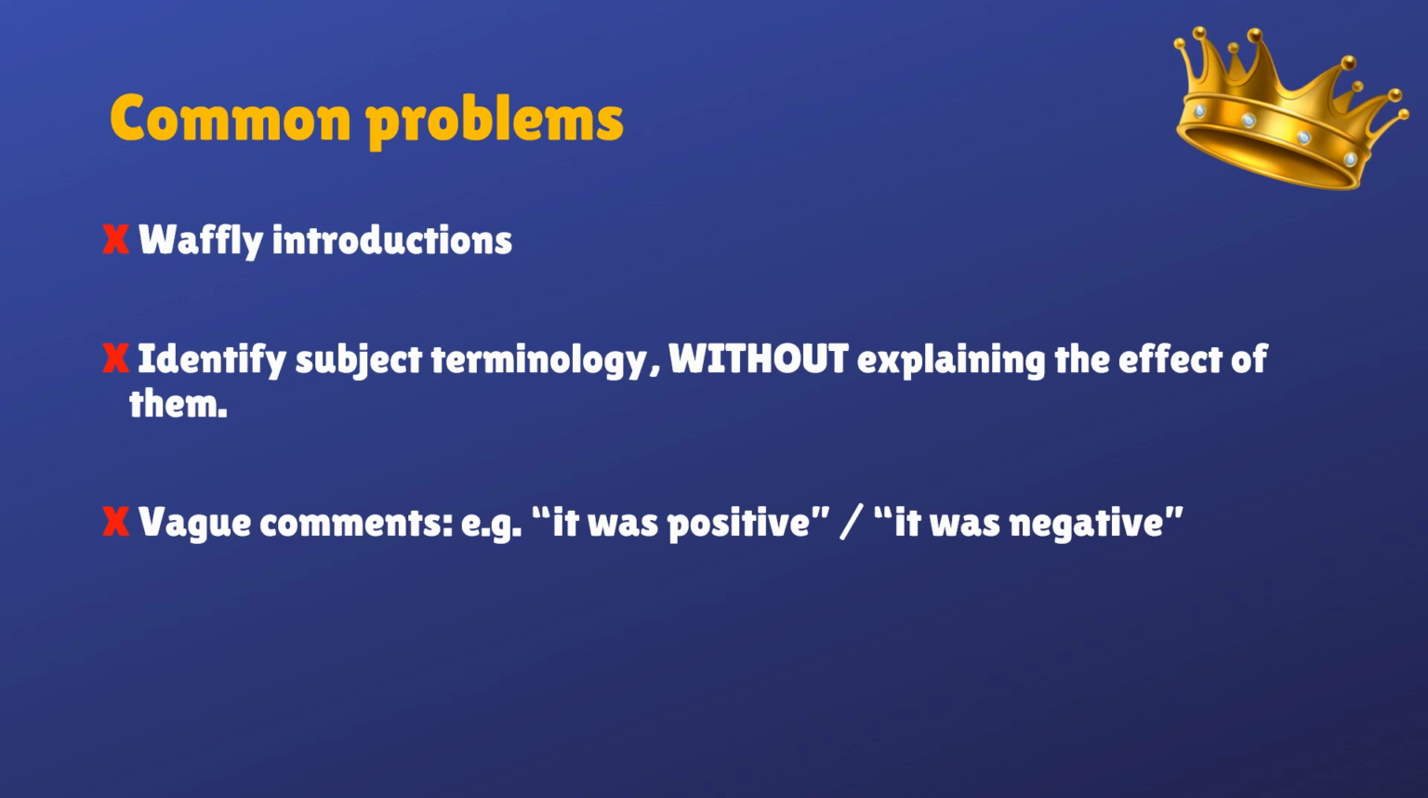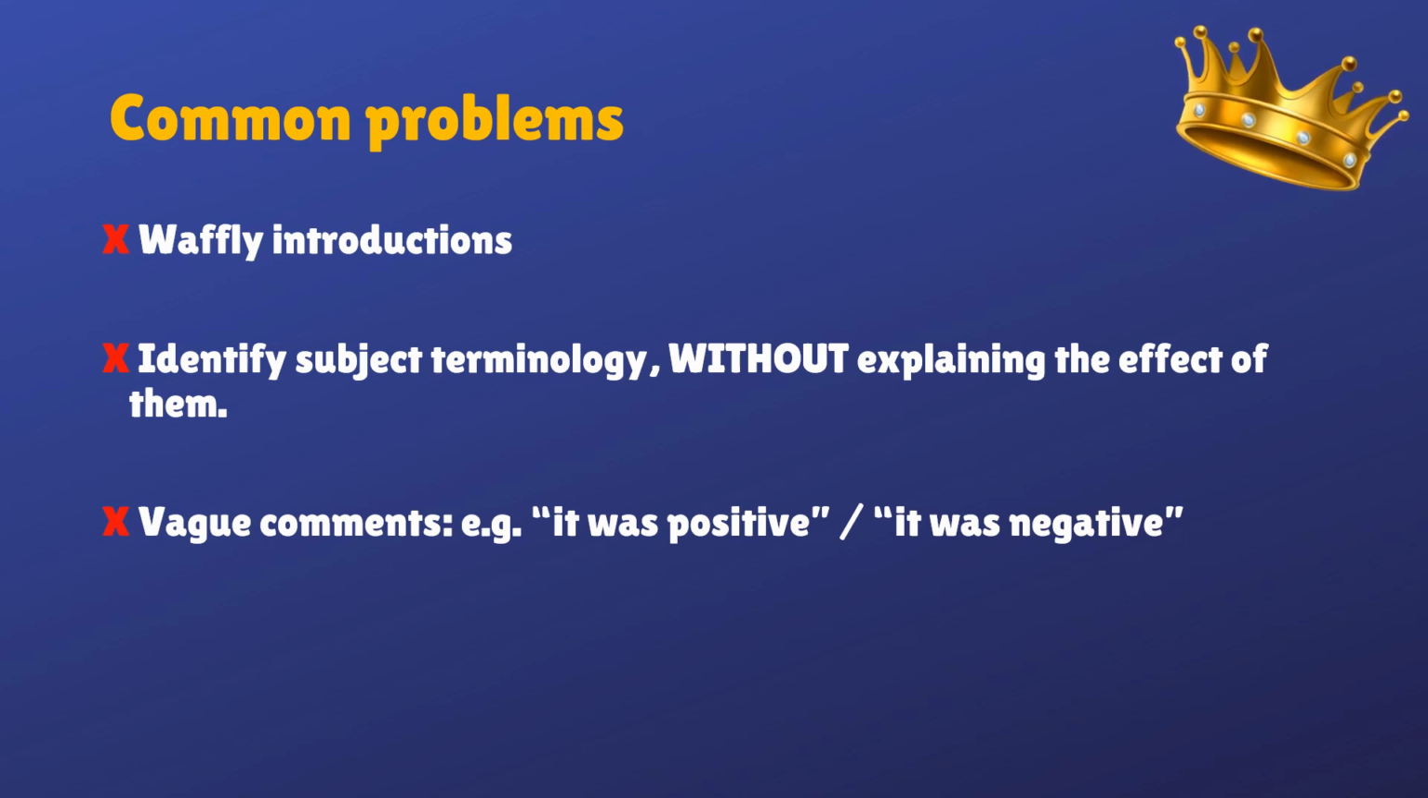Try to avoid really vague comments. One thing that I see students do sometimes is saying, this has a positive effect, this has a negative effect. And that's actually quite a basic comment. I would try to go beyond that. If you're saying that it creates a positive mood, what type of positive mood? Can you be more specific? Or instead of saying it was negative, can you be more specific there also?